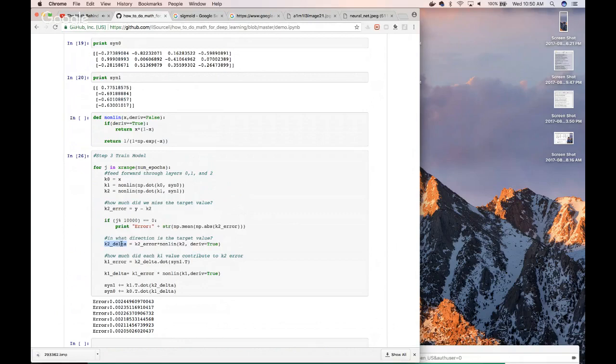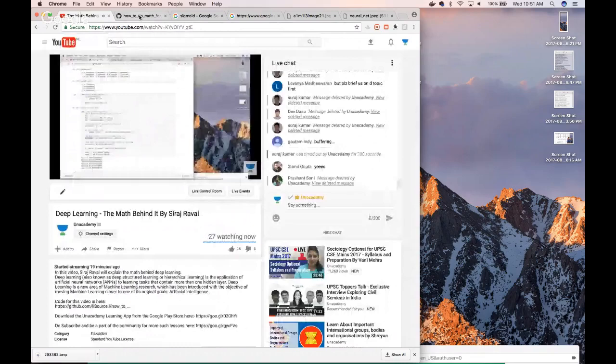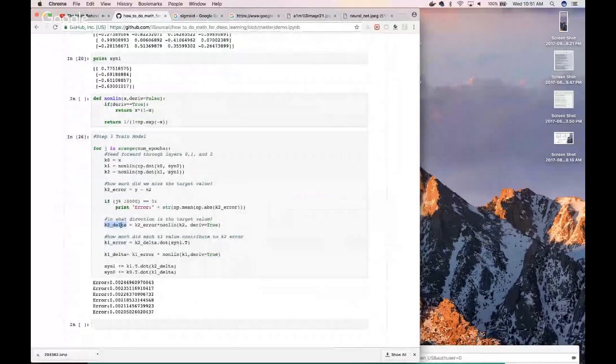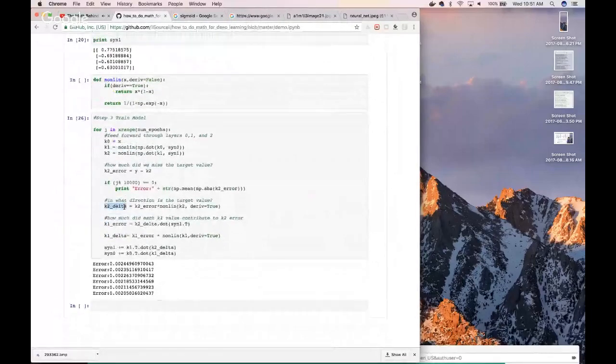The gradient represents a direction that we want to update our weights. How should we best update our weights so they are optimal, so that the next time we multiply an input by these weights, it's going to be able to tell us what the optimal output should be? So that's our K2 delta value. Delta means gradient. This is the value that we're going to use to update our weights later.